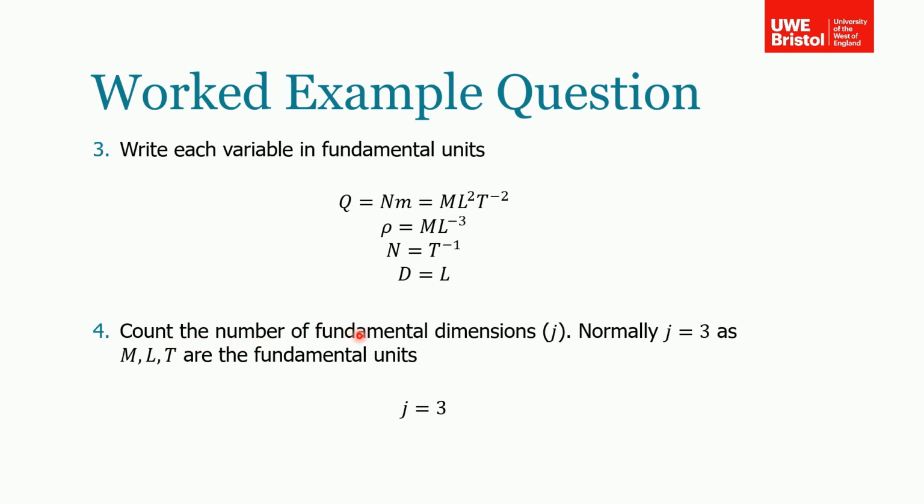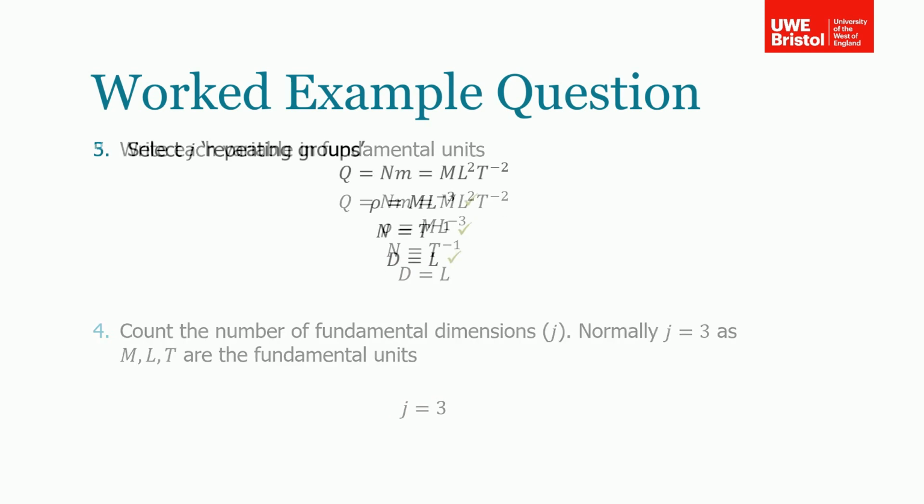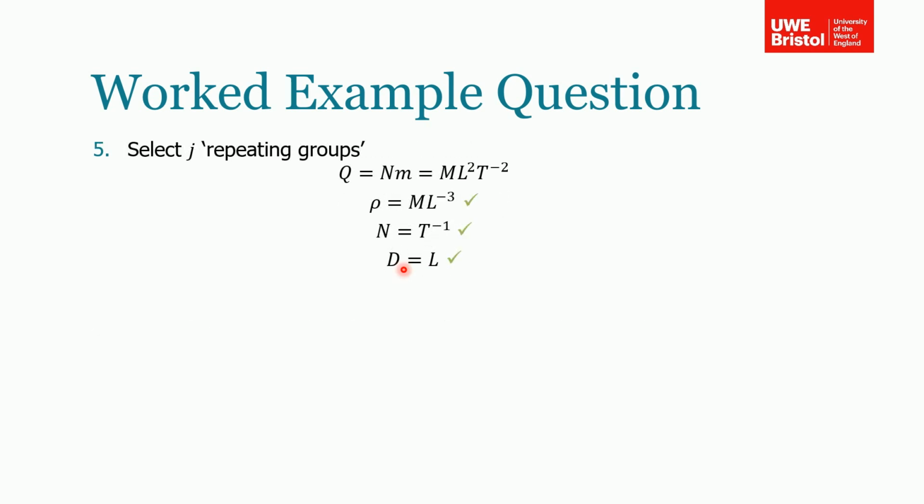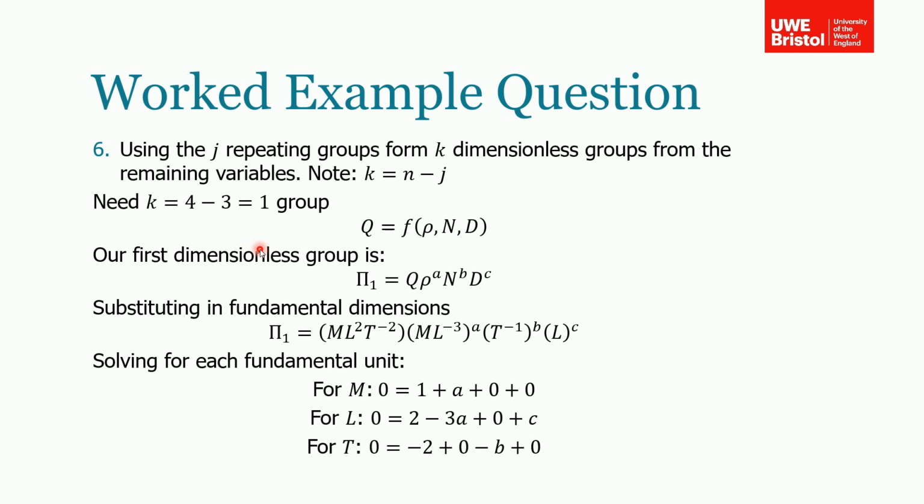Now we need to count the number of fundamental dimensions, J. We can see that in all of these we have M, L, or T, so J is 3. Before we begin our analysis, we need to select J repeating groups. So we need to select 3, but Q is our dependent variable, so we haven't really got any option here. We have to choose density, speed, and diameter, and we do see that each of these has mass, length, and time, the three fundamental units, as part of them.